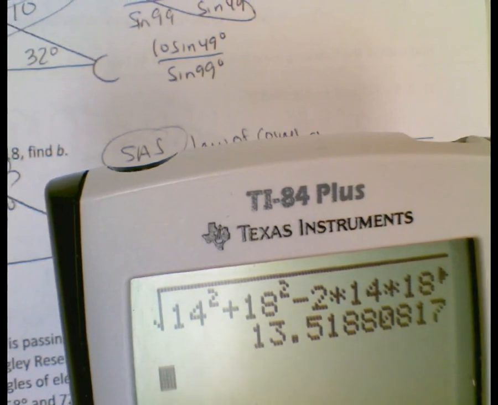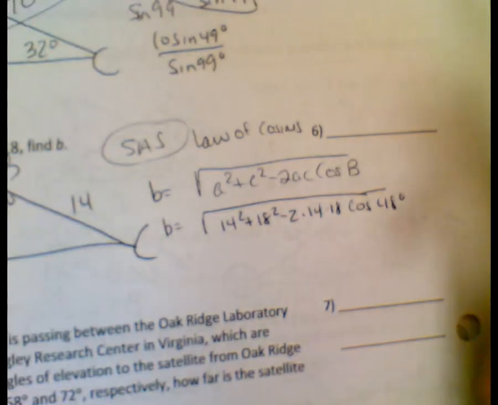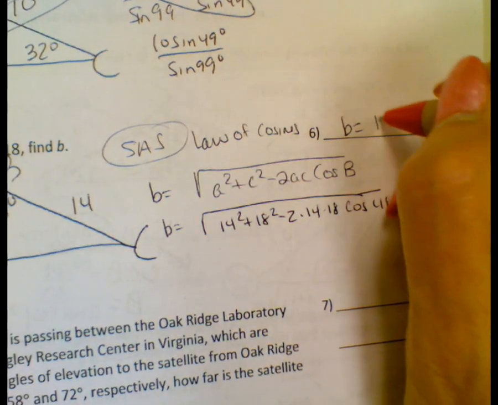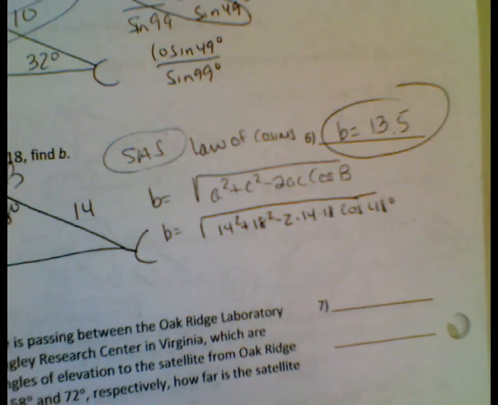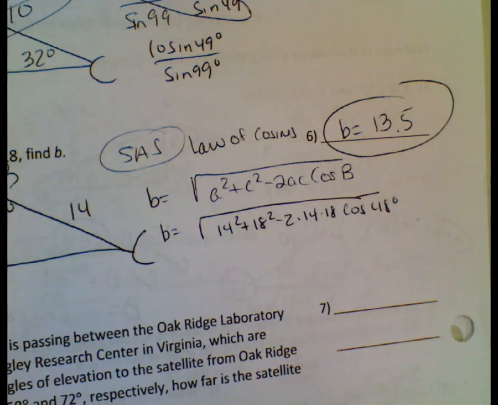13.5. Side B. Notice that's all they asked for. They just said find side B. They didn't say solve for the whole triangle. I'm going to continue this. It'll be on there. The test is Tuesday on this.